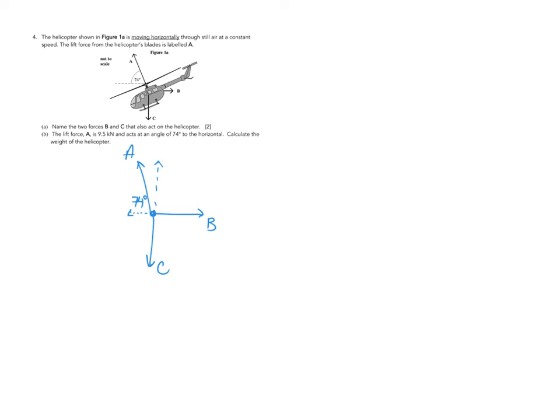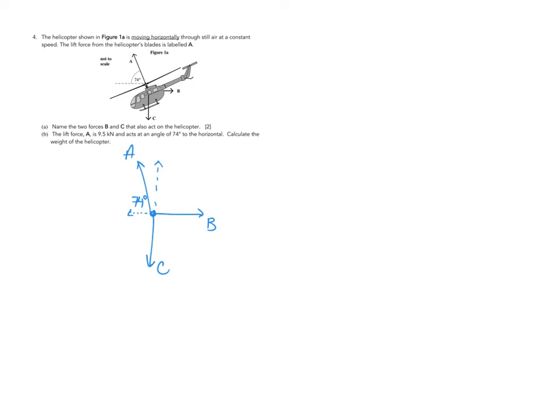Now, first part says name the forces B and C. Well, if I'm going to assume that the helicopter is in this position, we're going to assume that it's moving to the left. Therefore, the force that is going to be opposing it, B, that's going to be our air resistance. And then C, the one pointing straight down, that is our force due to gravity.